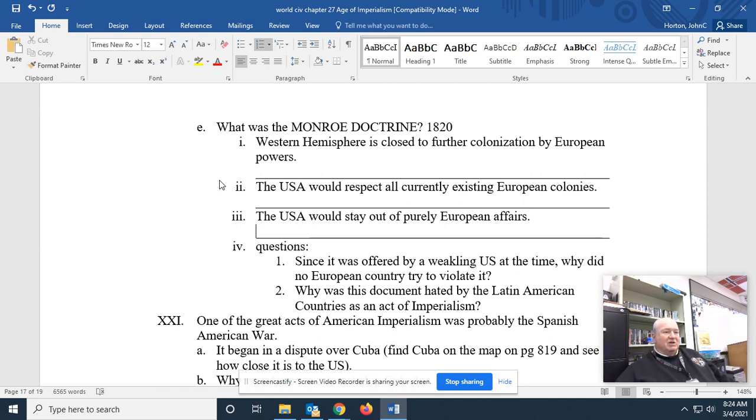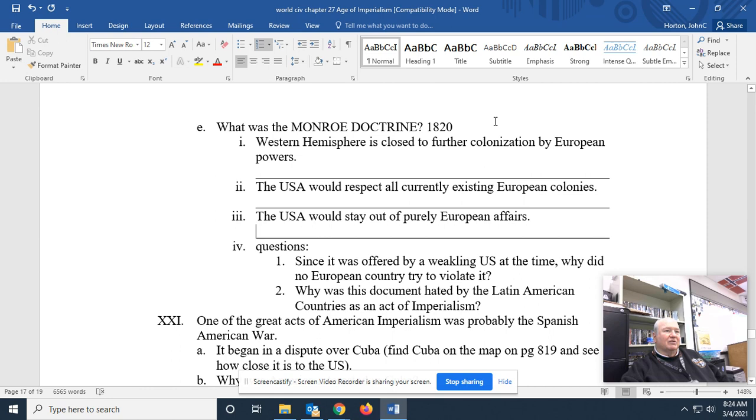So, why was this document hated by Latin American countries, an act of imperialism? Well, you say, but look, the U.S. is protecting South America. Yeah, that's true. I guess you could say that. That's one way of looking at it, but it's not really. The United States did that.